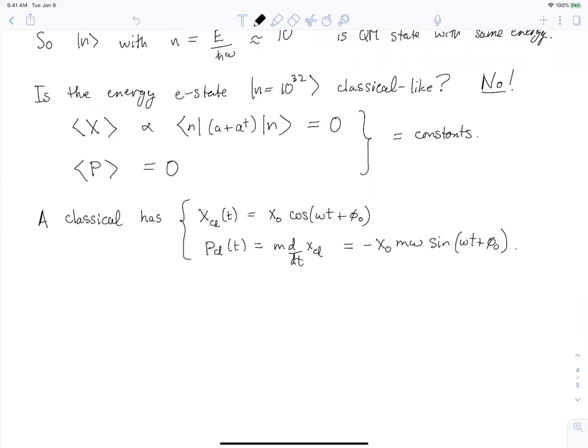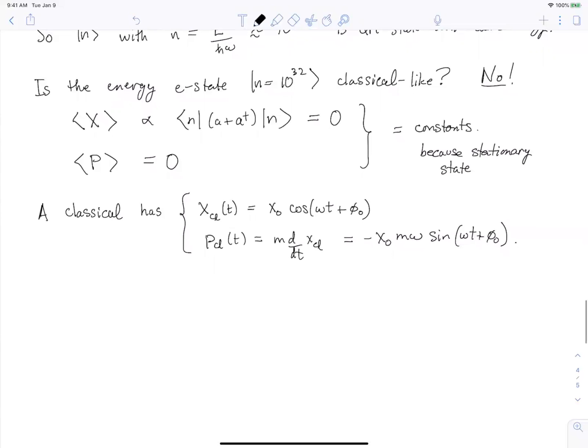Oh, by the way, when I said constants here, it's constants because these are stationary states. And remember, the expectation values, they're eigenvalues of energy. And when you're in a stationary state, the expectation values of observables do not change. And these x and p are both observables. And so we computed them to be 0, but we know that if there's 0 to start with, they're going to remain 0 because they're stationary states.